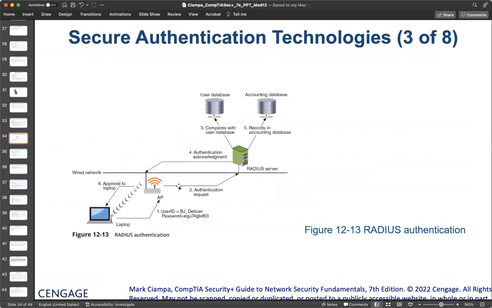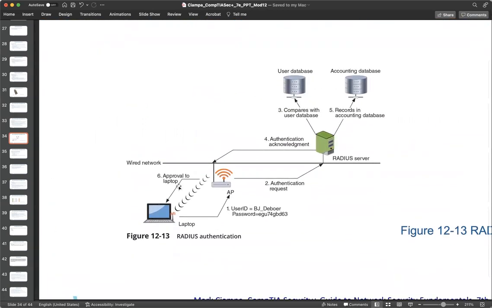So over here, you can see the example of how Radius works, right? So basically, a user sends the ID and password to the access point, and the access point sends the authentication request to the Radius server, which then is going to forward that to the database and information in the database, right? And then the authentication acknowledgement comes back to the user.